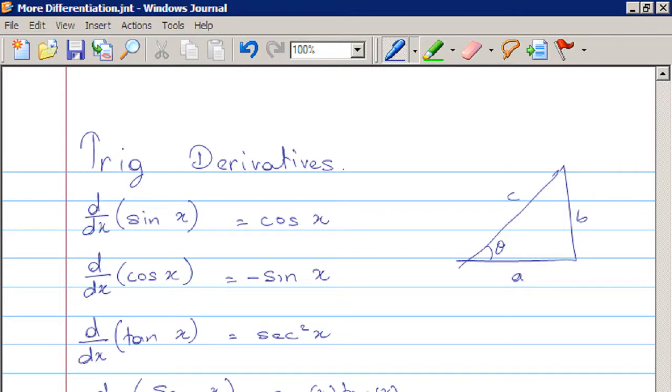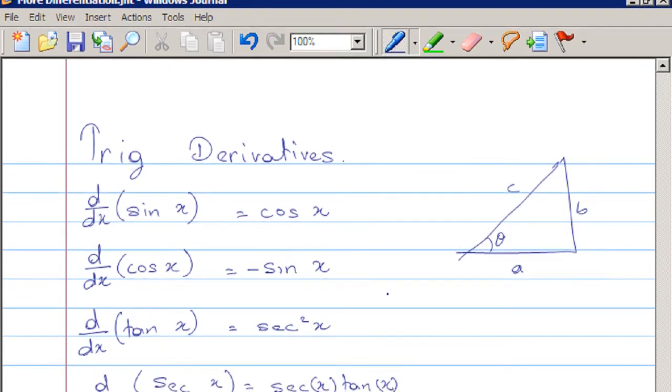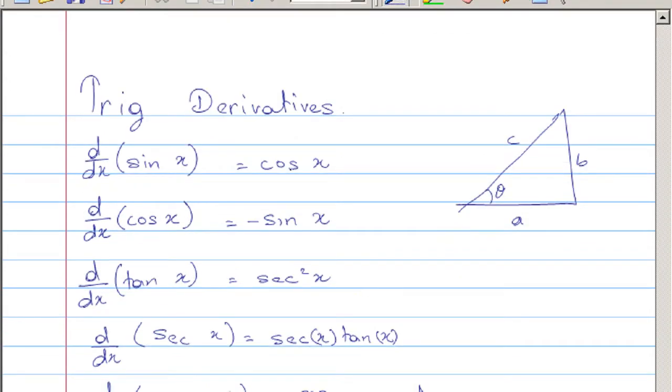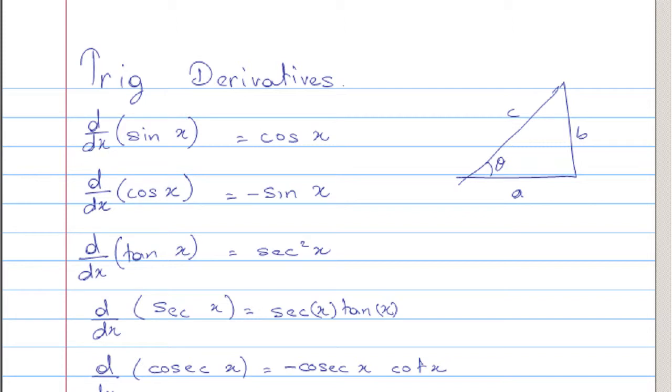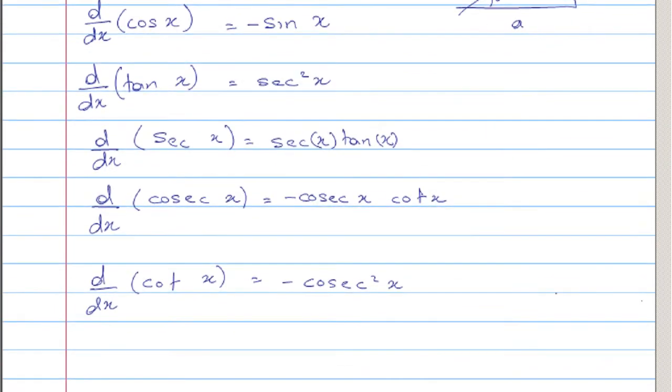Okay, in this video I'll introduce you to some of the basic derivatives of the trigonometric functions. I've just listed them here without any proof because these are given in your formula booklet, and you can just refer to the formula booklet when these things pop up. So what it says is the derivative of sine x is cos x, the derivative of cos x is minus sine x, for tan x you get sec squared x, and so on.